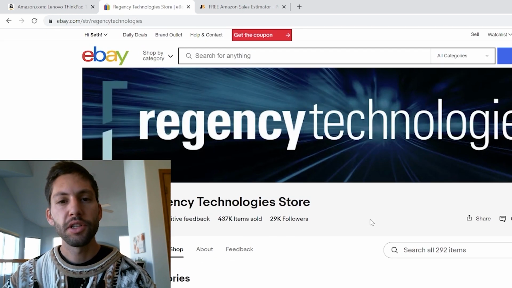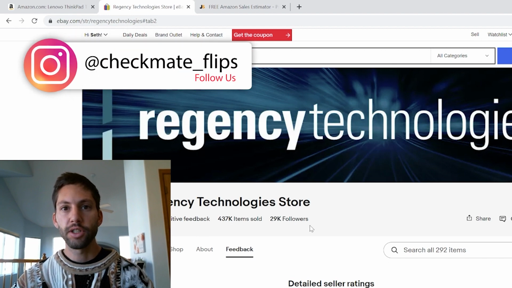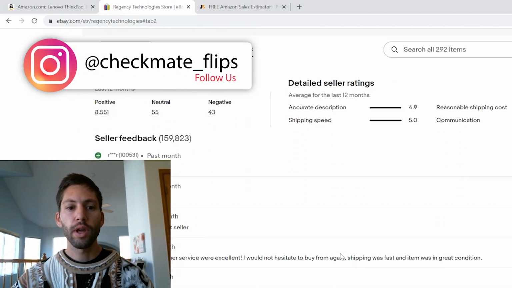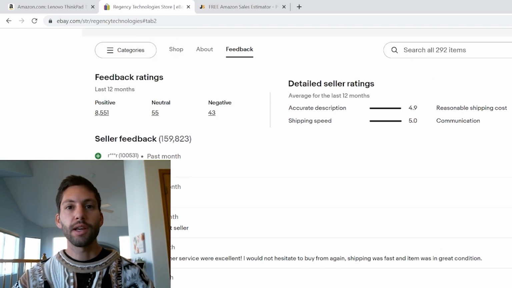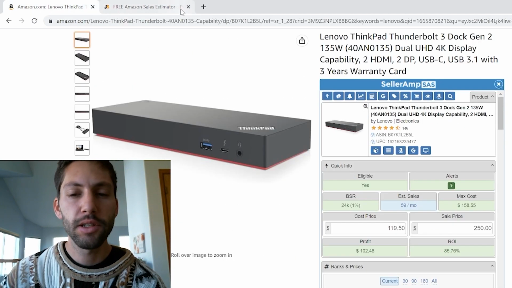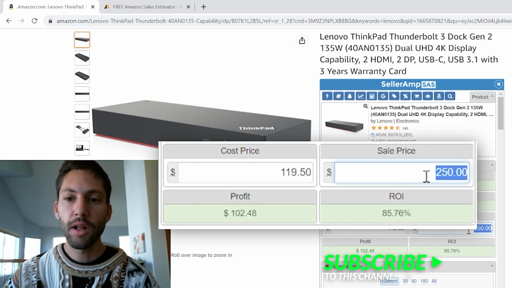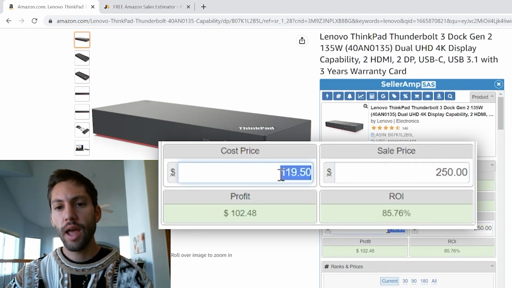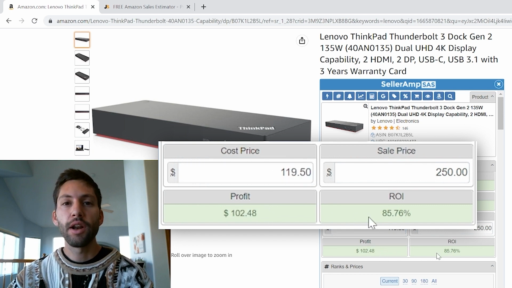I usually don't go into seeing all of their feedback, but if it was like 92% or something, I'd go into their feedback and be like, okay, what are these people saying? So like if on the first page you're seeing like, item was never shipped, seller was rude to me, maybe you want to reevaluate whether this is worth your time and effort. But for this, there's no major red flags, and so I would go ahead and make that purchase, and that's what I did. This item ended up being $250 at $120, $102 profit, 85% ROI.